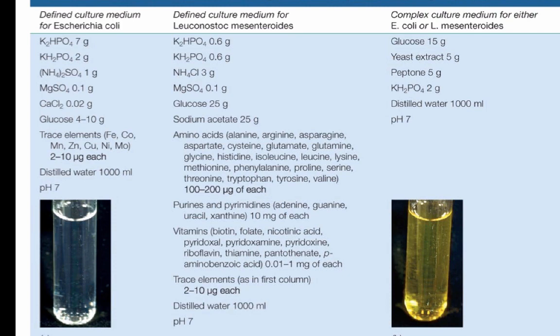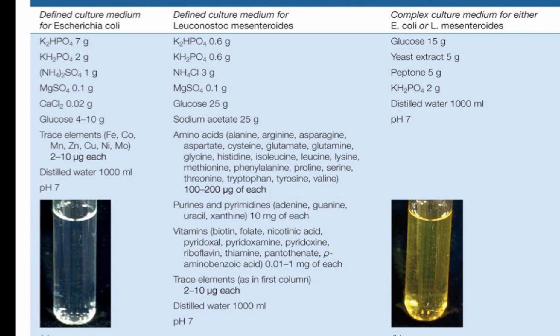Now, let's talk about Leuconostoc mesenteroides, which is a very fastidious organism, and it lacks the majority of genes that are required to make some of the molecules inside of it. So again, the defined culture media for Leuconostoc is going to have the salts and the carbon source as glucose, but look, it has also sodium acetate. You're providing it with alanine, arginine, asparagine, aspartate, all the amino acids that it cannot make. You're also providing it with the purines and pyrimidines and their precursors so it can make the nucleic acids. And you're giving them a whole vitamin pill to provide all the vitamins that it cannot make.